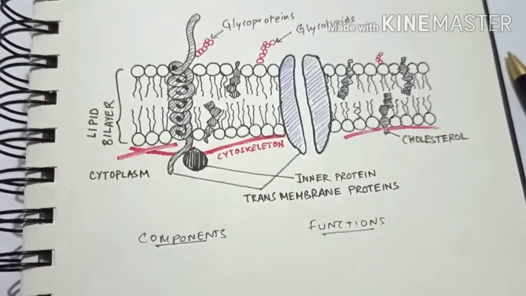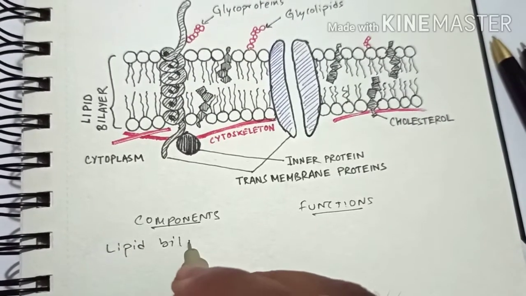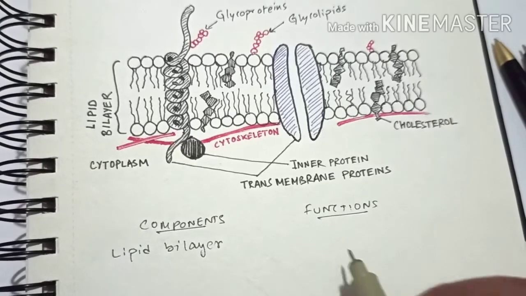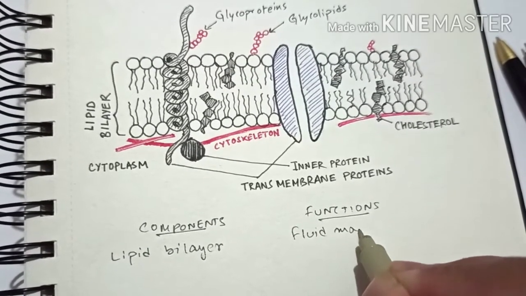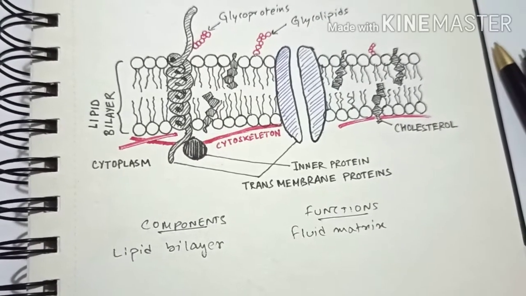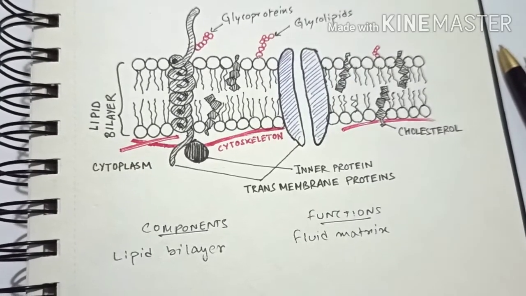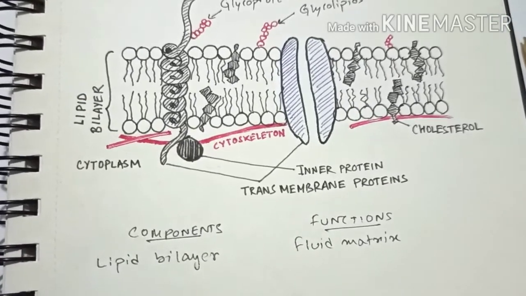Let's pick up a topic, let's say the lipid bilayer. When we talk about the lipid bilayer, its major function is being a fluid matrix. Being a fluid matrix, it allows proteins to be embedded within, and the ones which are already embedded to move across it. And also it is very flexible.